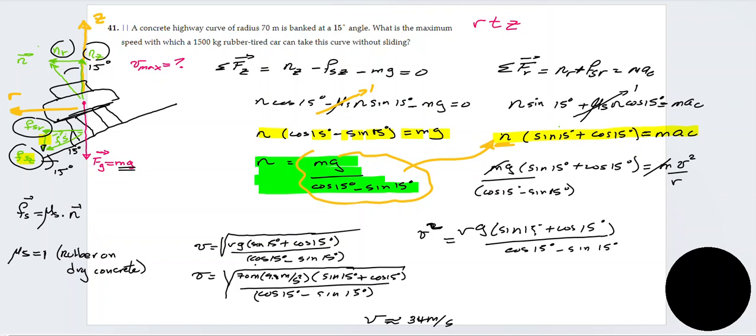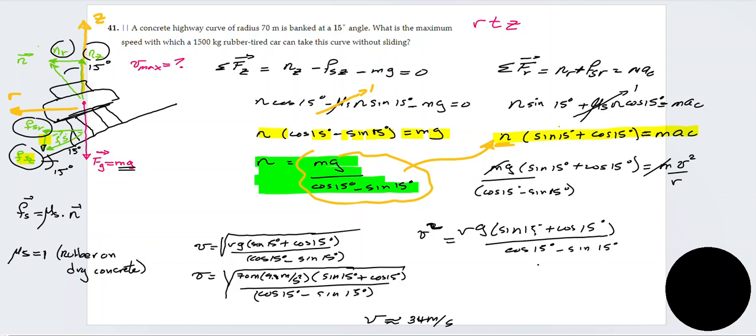Now we substitute the radius by its value, which is 70 meters. We substitute the gravity by its value, which is 9.8 meters per second squared. Of course, these times sine of 15 degrees plus cosine of 15 degrees divided by cosine of 15 degrees minus sine of 15 degrees. So when we perform all these operations and we find the square root, we're going to get that the speed in this case is approximately 34 meters per second.